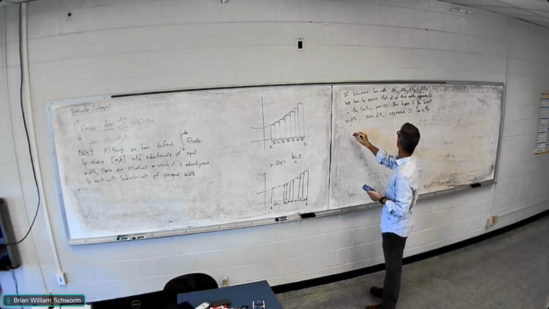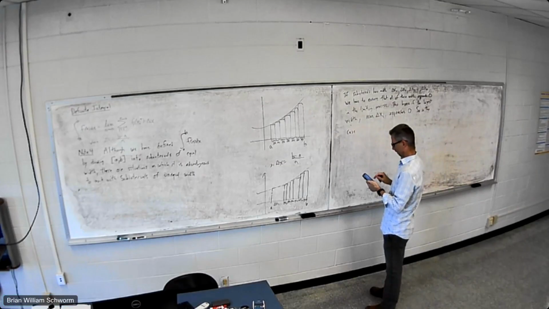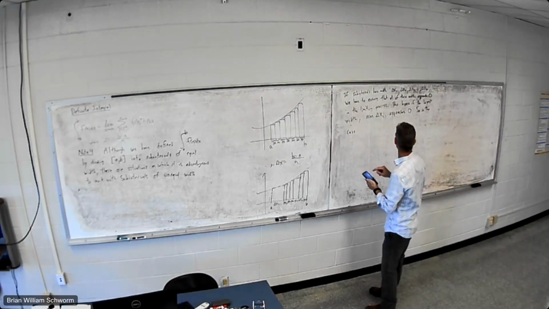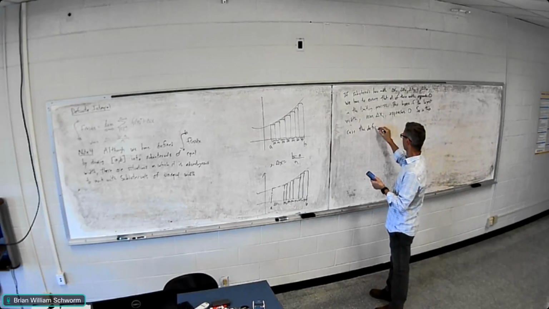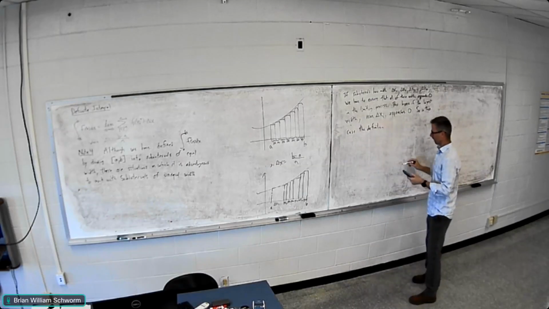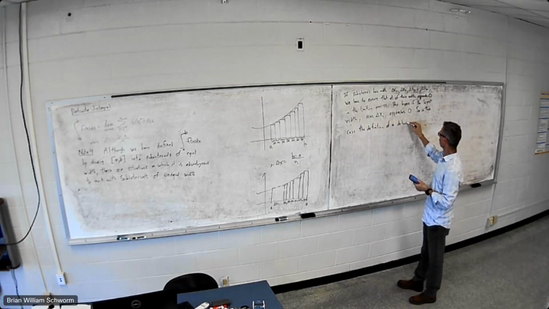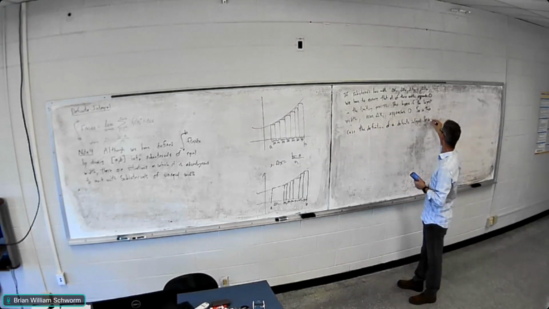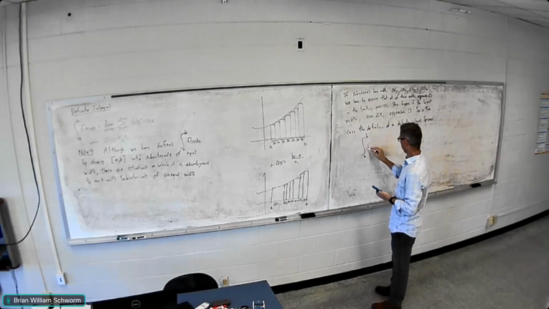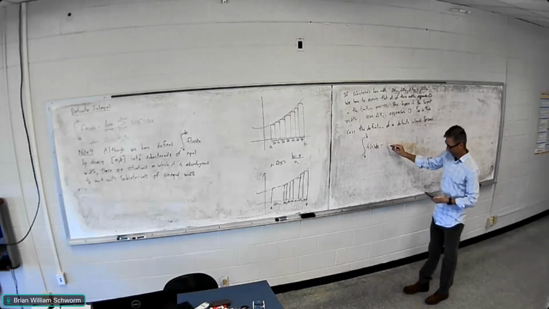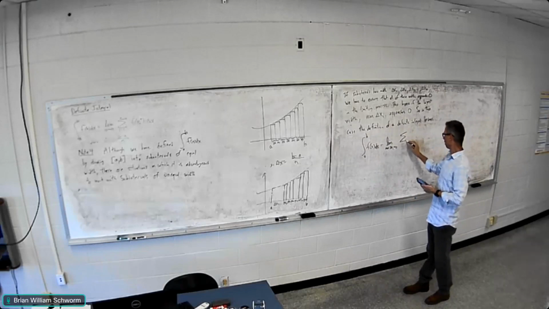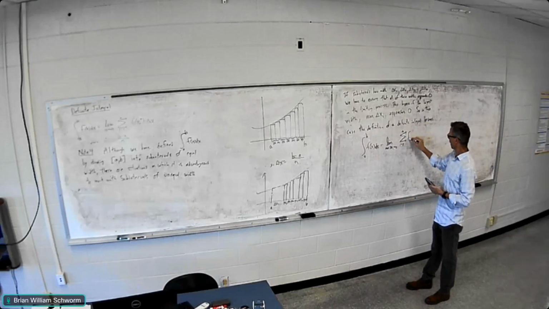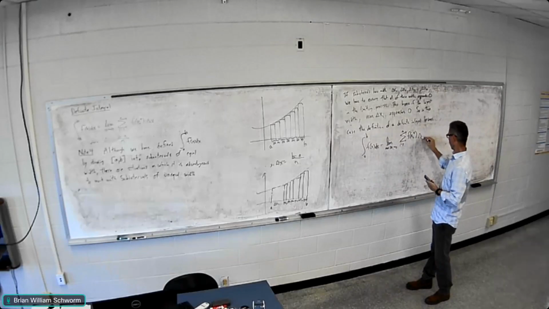So in this case, the definition of a definite integral becomes: a definite integral is the limit as the maximum delta x sub i approaches 0 of the sum i equals 1 to n of f of x_i star times delta x_i.